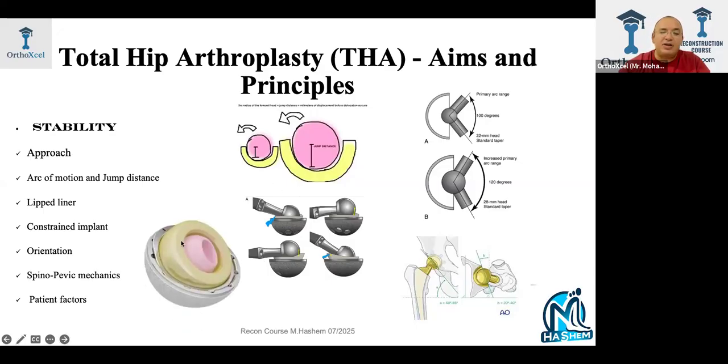The least is to have a constrained implant, something like a dual mobility, which is having head inside head. So this is the smaller head is the one attached to the stem. So it has 3 layers of constraint. That's why the dual mobility is the answer if you have an unstable hip.